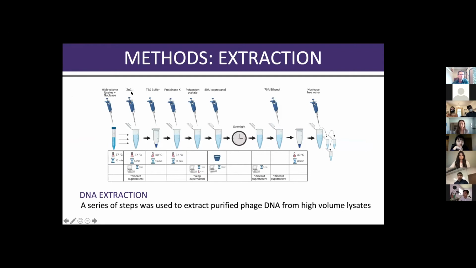Zinc chloride precipitated the phage, and then we pelletized that. The pellet was resuspended in TES buffer, and then after resuspension, we added proteinase K to eliminate any remaining nuclease activity. After that, potassium acetate degraded phage capsids, and EDTA within the TES buffer protected the newly exposed phage DNA. An ethanol wash and resuspension in nuclease-free water yielded purified phage DNA.